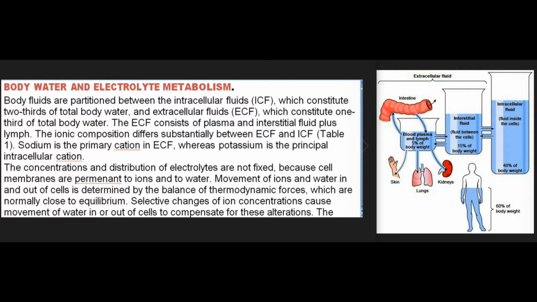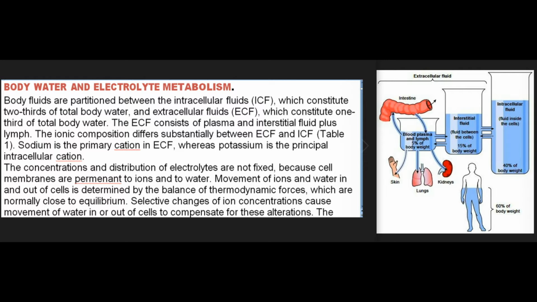Body fluids are partitioned between the intracellular fluids, ICF, which constitute 2/3 of total body water, and extracellular fluids, ECF, which constitute 1/3 of total body water. The ECF consists of plasma and interstitial fluid plus lymph. The ionic composition differs substantially between ECF and ICF, Table 1. Sodium is the primary cation in ECF, whereas potassium is the principal intracellular cation. The concentrations and distribution of electrolytes are not fixed, because cell membranes are permeable to ions and to water.